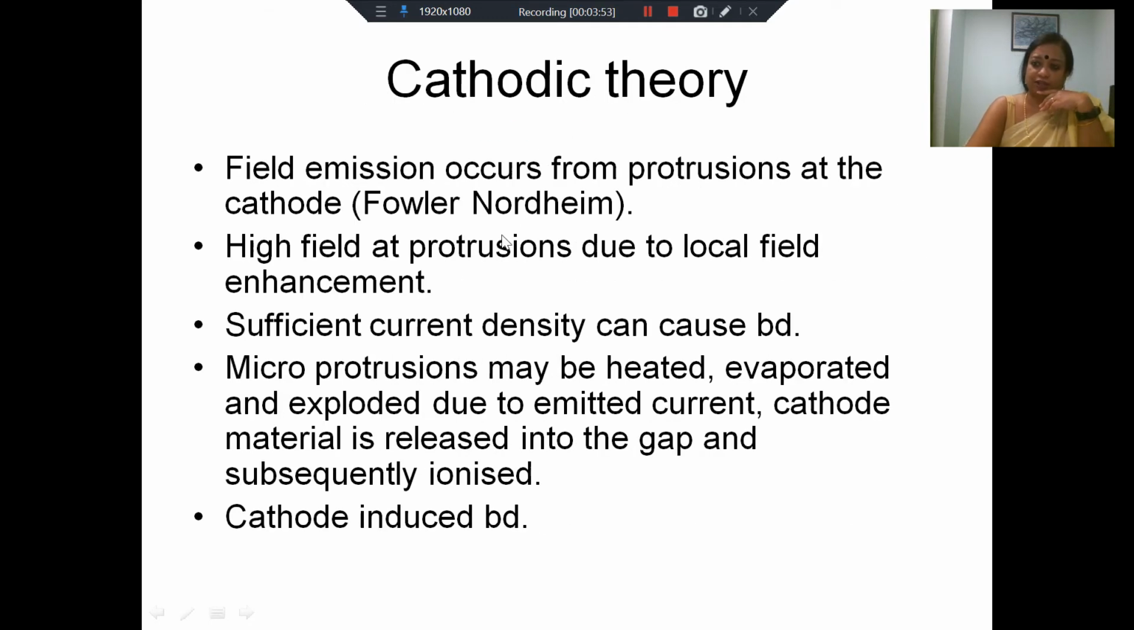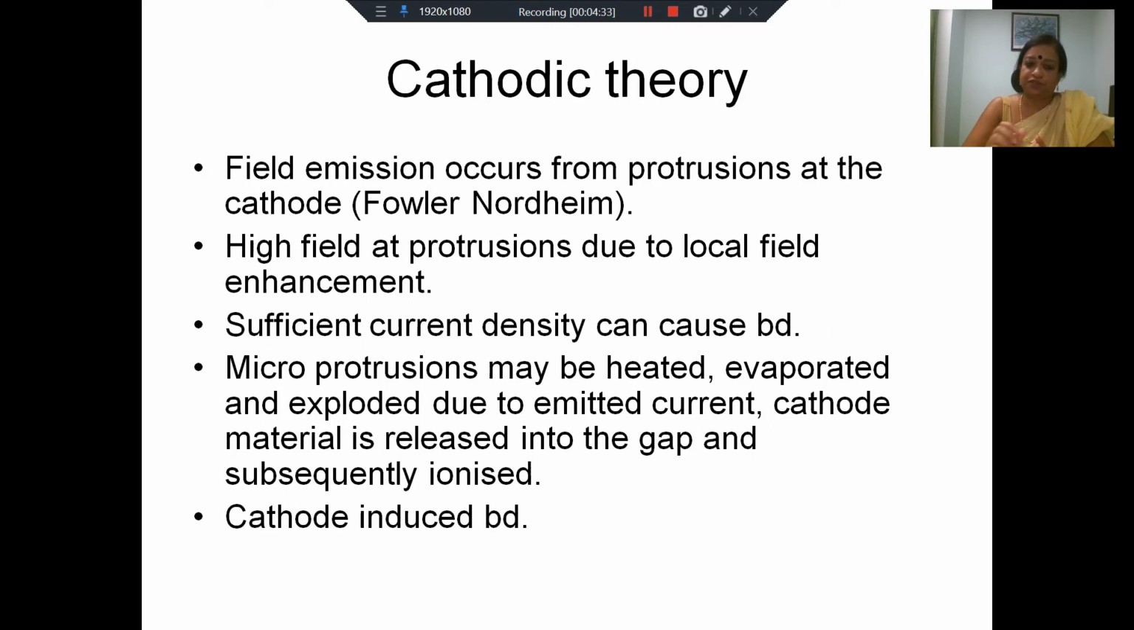Then you have what is called the Cathodic theory. We have already somewhat talked about this. Under high electric field, field emission occurs from the cathode, from protrusions at the cathode. This is called the Fowler-Nordheim electron emission. Basically, what you need is very high fields, and due to the high applied field, there will be even higher local field enhancement wherever there are protrusions on the cathode. Sufficient current density is required before Fowler-Nordheim can cause breakdown. As you remember, I said that if there are small gaps, it is unlikely that just through Fowler-Nordheim you would be able to have stable current which will lead to breakdown. But for small gaps, it is possible.